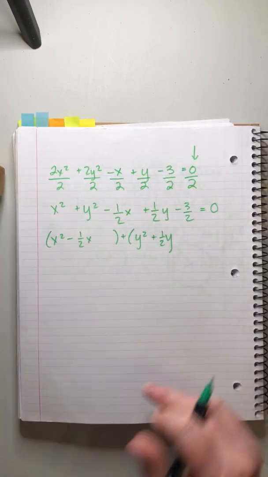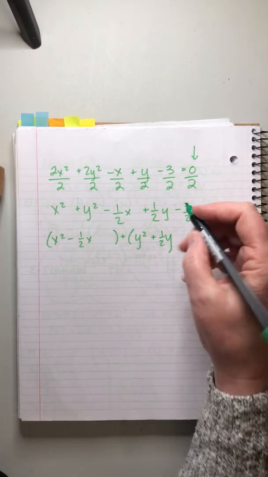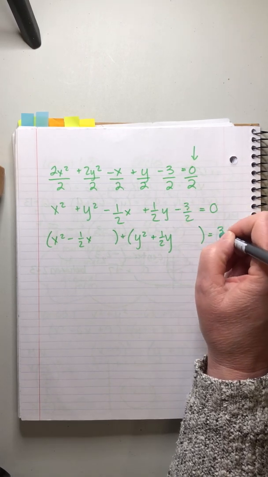I've done it right so far. A lot of times I accidentally call this an x because I'm just used to writing x's all the time. But I'm glad I didn't screw that up. Equals, now this is going to become positive.